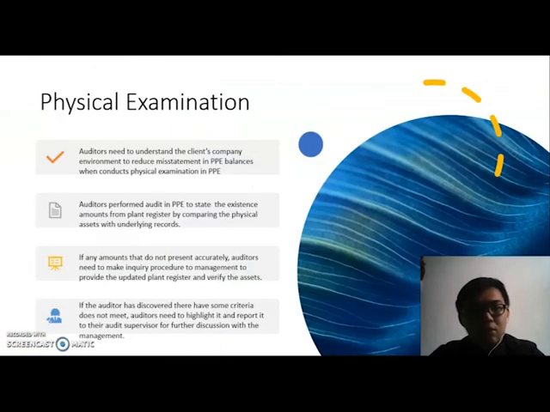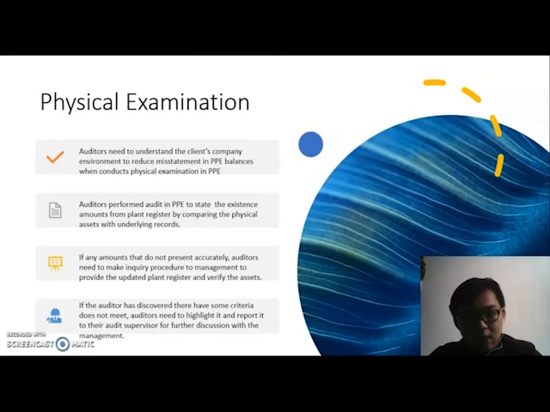Next, physical examination. Under physical examination, the auditor needs to understand the client's company environment to reduce misstatement in PPE balance when conducting physical examination in PPE. The auditor performs audit in PPE to state the existent amount from the plant register by comparing the physical asset with the underlying record. If any amount is not presented accurately, auditors need to make inquiry to management to provide the updated plant register and verify the assets.